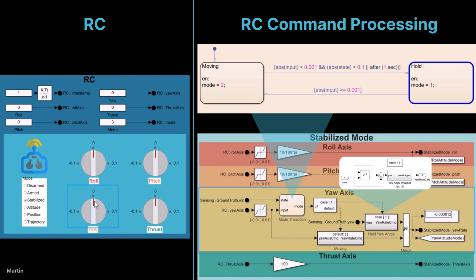When the yaw command input from the RC is zero, indicating no rotation is requested, the system transitions into a hold mode. In this mode, the current yaw angle is captured and stored as the active command, effectively instructing the autopilot to maintain the drone's current heading. This ensures stable flight without unintended yaw drift.